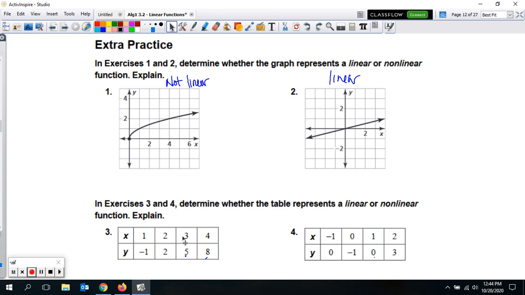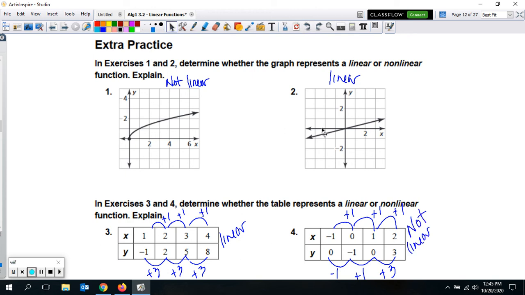Number 3, you're looking at the rate of change on this one. You're looking at the rate of change up on top. That's adding 1 every time, so it's constant on the x. And for the y, it's adding 3 every time, so it's constant on the y. So yes, that is linear as well. Number 4, you're again looking for the rate of change on the x. It is constantly going up by 1 every time, so you're good there. But when you look at the y's, you're not constantly going up by the same amount. You actually went down and then back up, so it's not a constant rate of change on 4, so that's not a linear function.